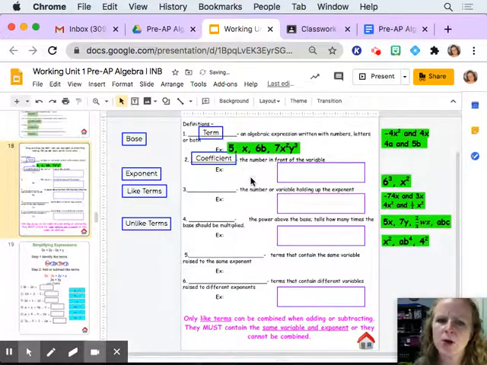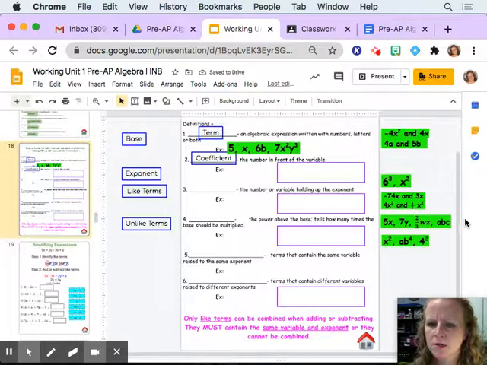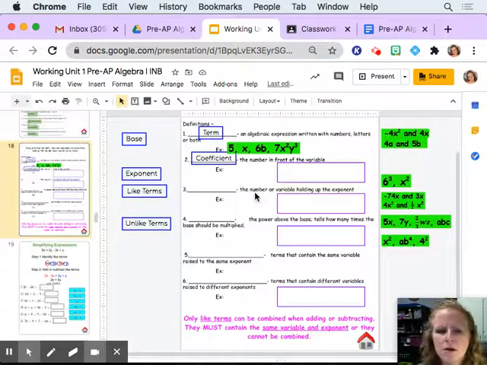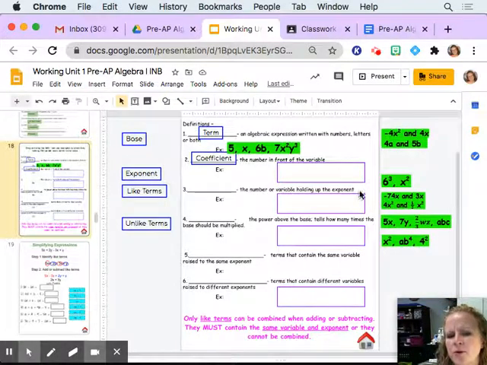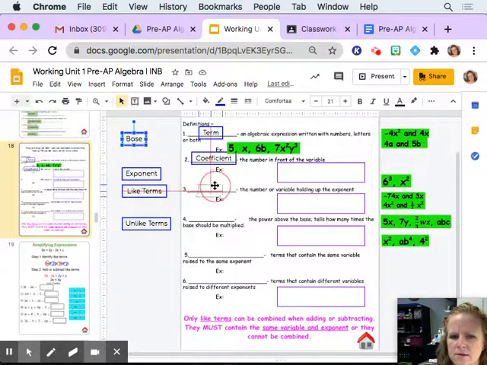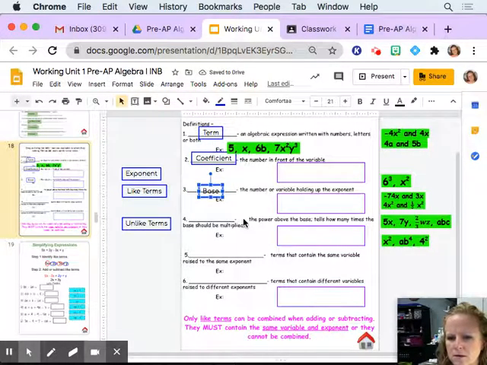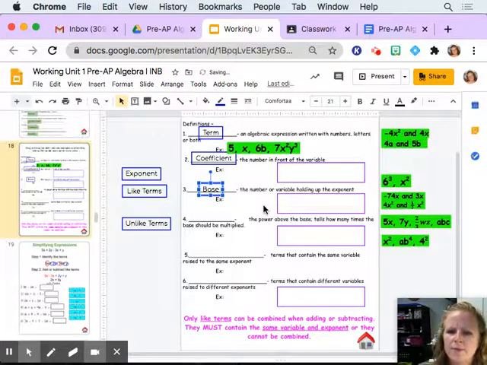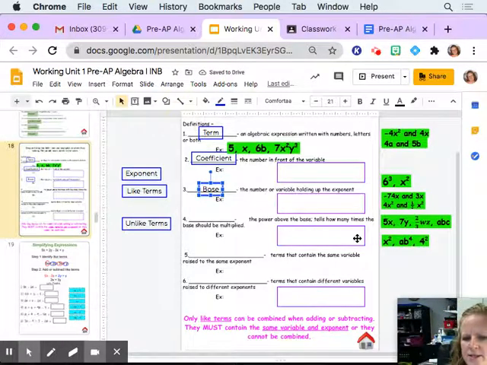All right, so the number in front of the variable. So do we have any examples here? I don't think so. I don't see one right now. Okay, the number or variable holding up the exponent. Base. The power above the base tells how many times it'll be multiplied. Exponent.